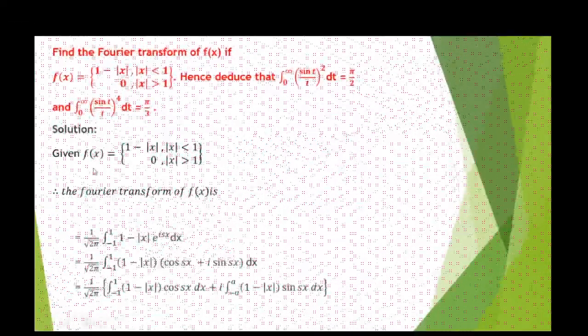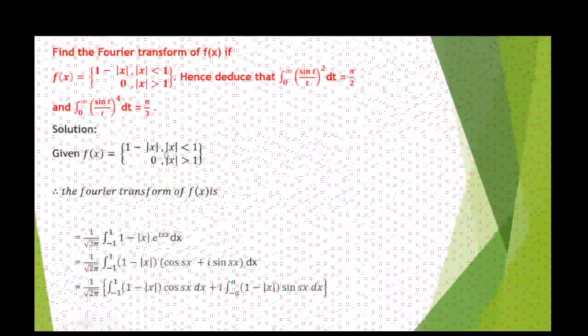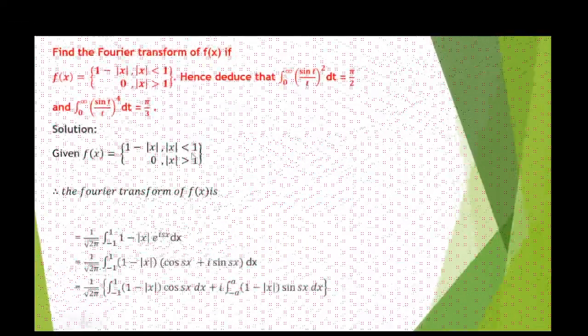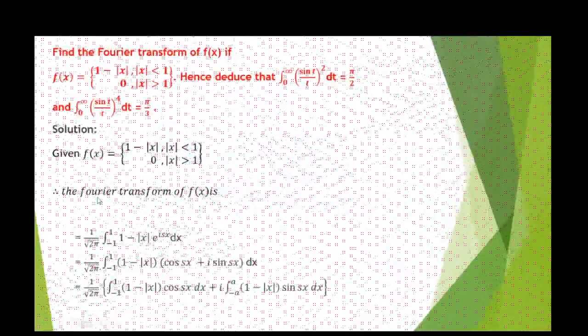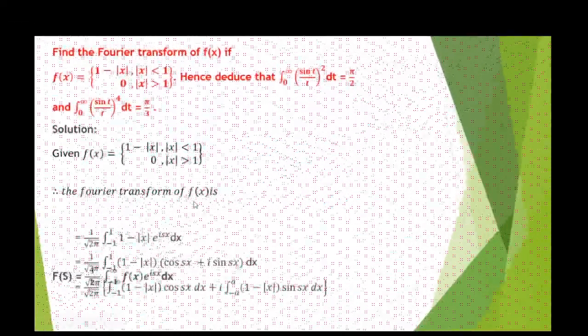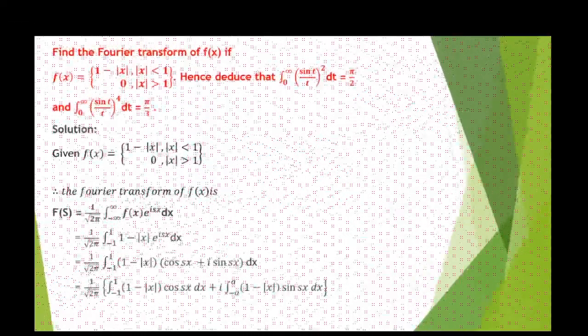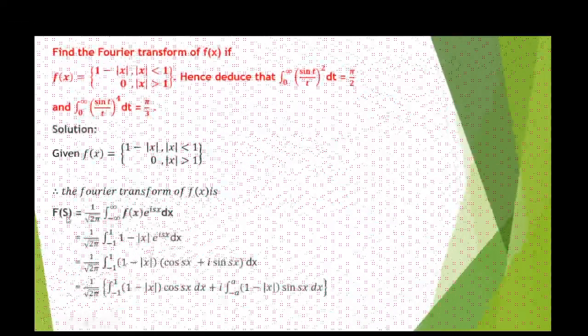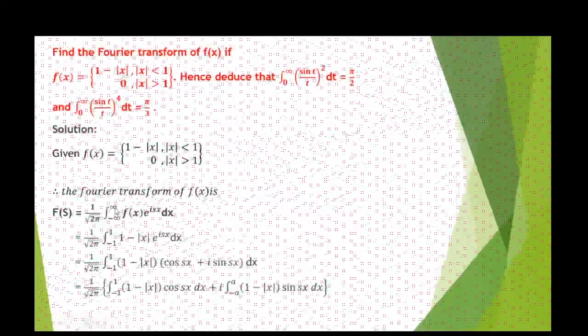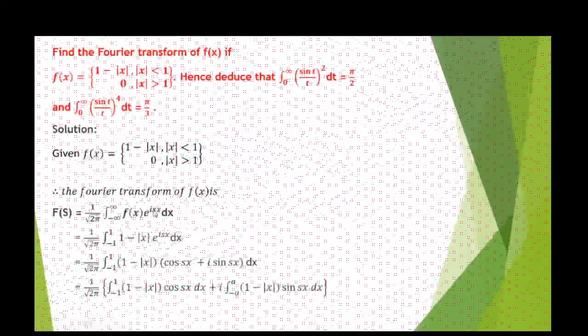So what's given in the problem? f of x equal to 1 minus mod x for mod x less than 1, otherwise 0. Therefore, the Fourier transform of f of x. The formula for the Fourier transform is defined by F of s. So F of s is equal to 1 by root 2 pi integral minus infinity to infinity f of x e power i s x dx.